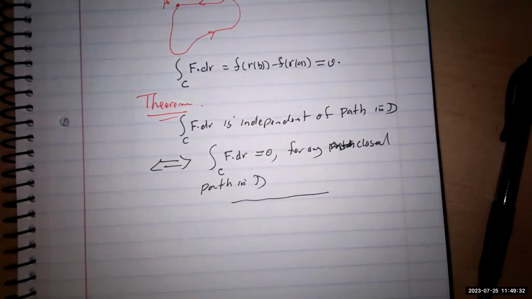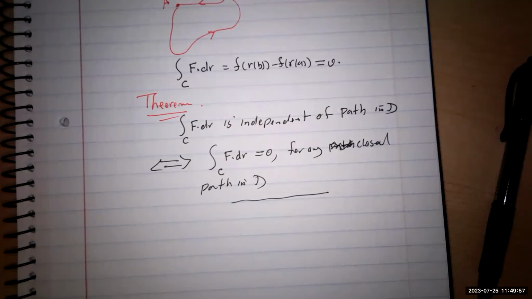But basically, this means that if it's going to be a conservative force, in that case, these integrals are going to be equal to zero. Or basically, if it's going to be conservative, then your integral is going to be independent of the paths. Okay, any question?